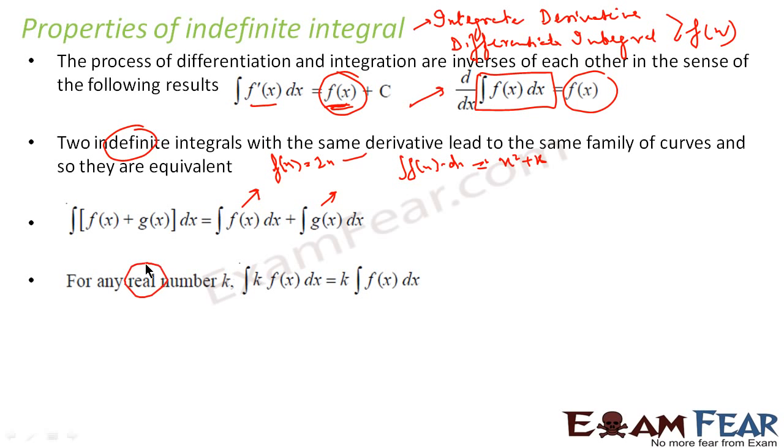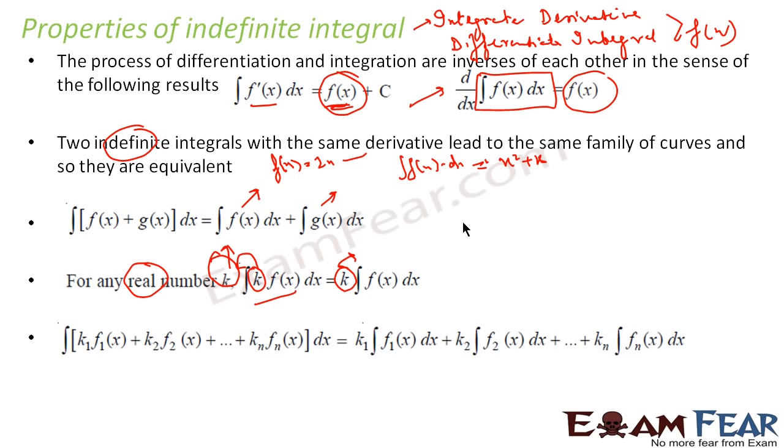For any real number k, that is a constant, you say the integral of k f(x) dx, you can take k outside. If you have k inside, you can take this k outside. For example, you have the integral of 5x square dx, this is nothing but 5, a constant, times the integral of x square dx. We'll solve some questions and this concept will be clear, but the constant part, the real number part, you can take outside.